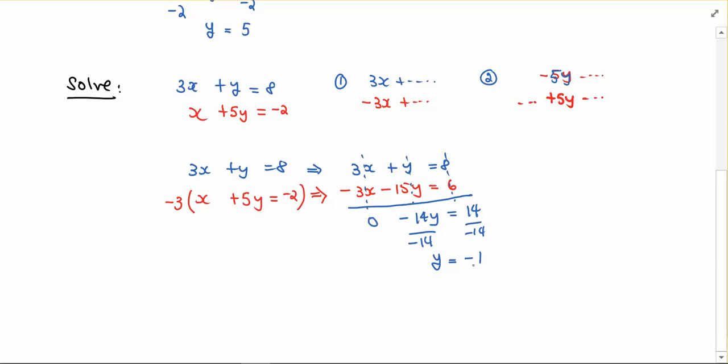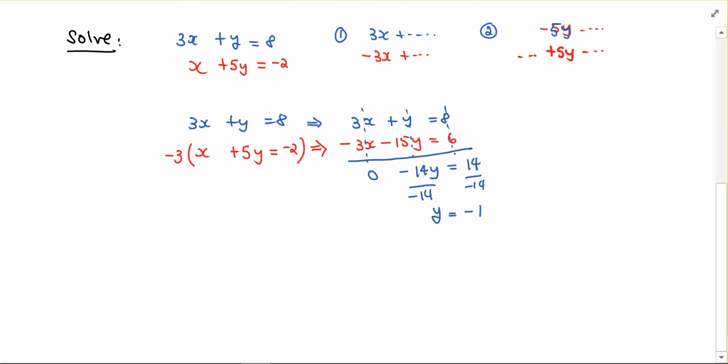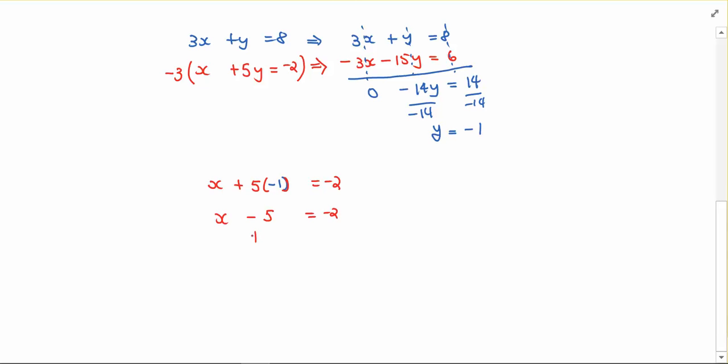Of course, once you know the y, you can find the x. It doesn't matter which equation you use. I'm going to use the red one. Seems like that's the easiest one to find the x with. x plus 5, now instead of the y, I'm going to use negative 1, equals negative 2. So this is x minus 5 equals negative 2. And then if I add 5, x is equal to 3. So my answer is x equals 3, y equals negative 1. Always in that order, carefully.